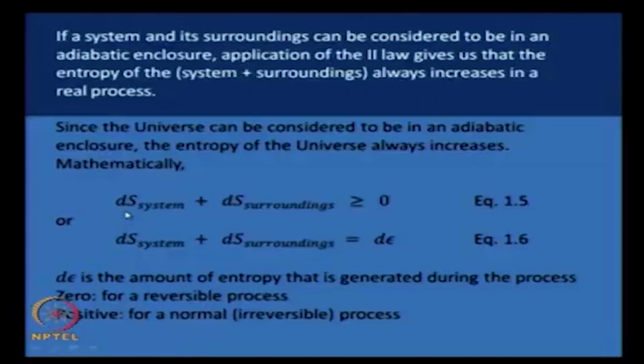You can state this mathematically as the change in entropy of the system plus the change in entropy of its surroundings should always be greater than or equal to 0. If we want to replace this by an equality, we say that dS of the system plus dS of the surroundings equals d epsilon. d epsilon is the amount of entropy that is generated during the process. It is of course 0 for a reversible process, as we saw earlier in the definition of the reversible process, and positive for a normal or an irreversible process.